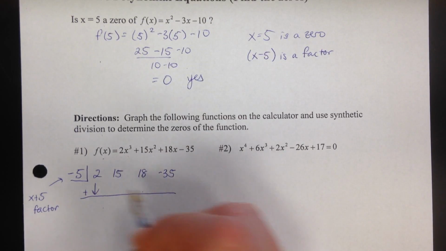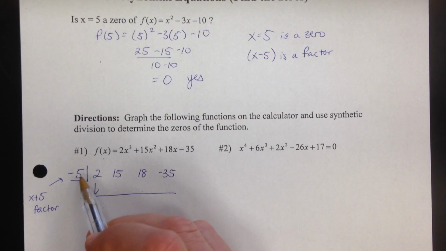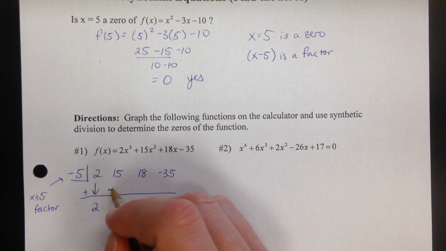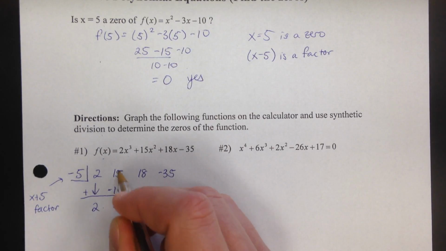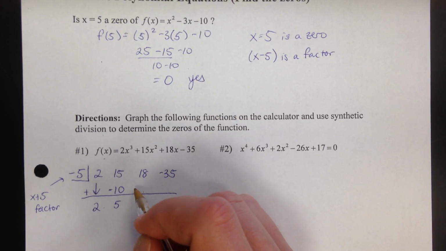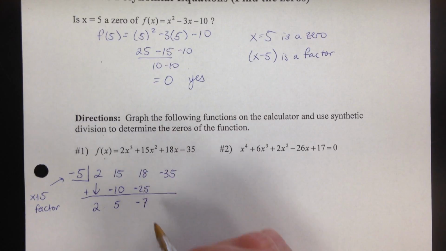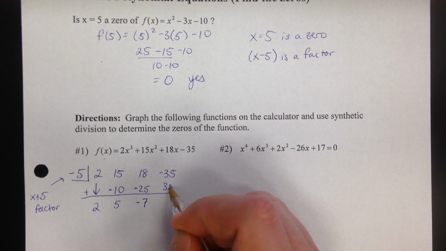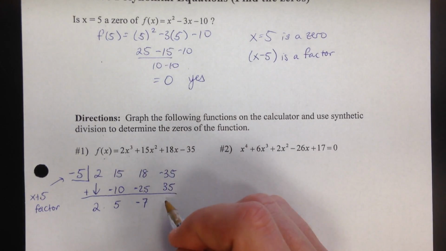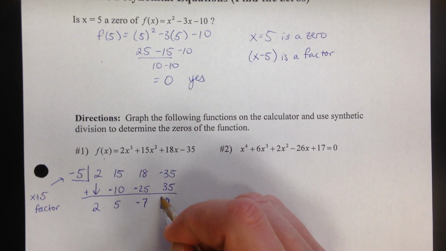So with synthetic division, the 2 comes down. We multiply. 2 times negative 5 is negative 10. Add these up, that's 5. 5 times negative 5 is negative 25. Add those up, we get negative 7. Multiply, you get positive 35. Add them up and you get 0.